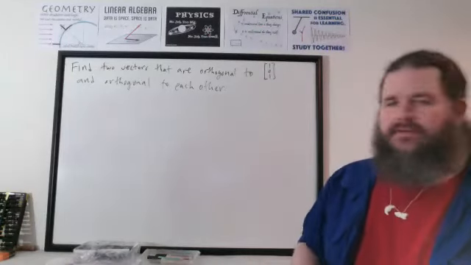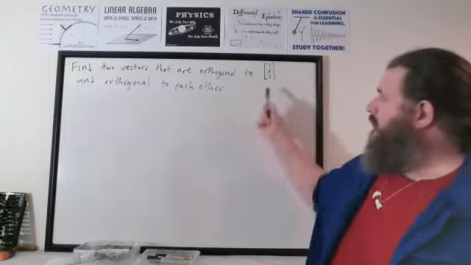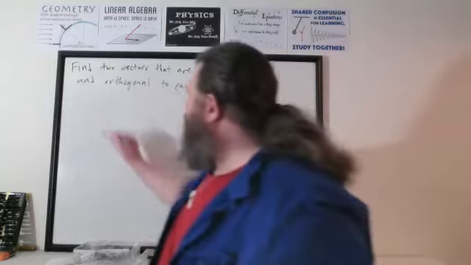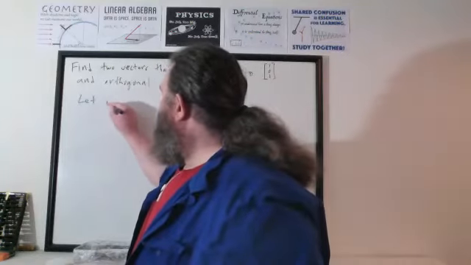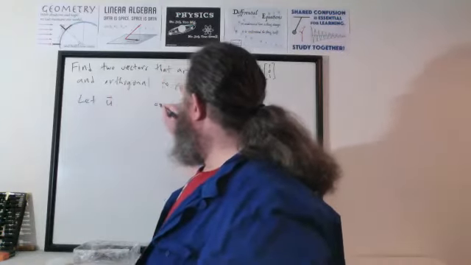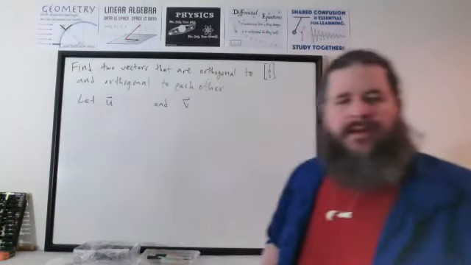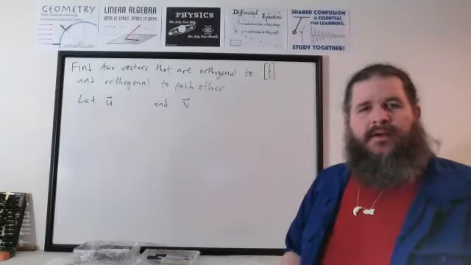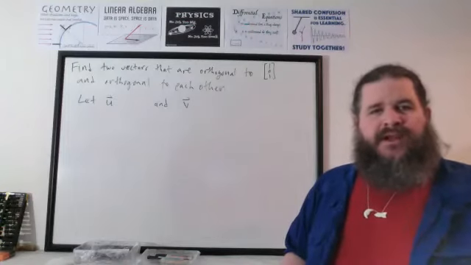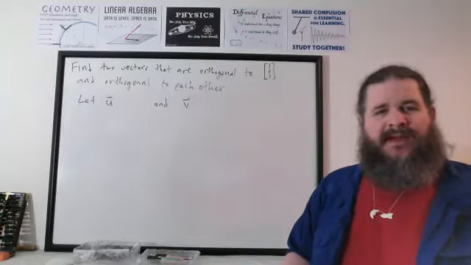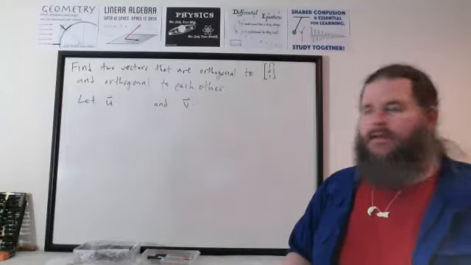If we want to make two vectors that are orthogonal to 1, 0, 1 and orthogonal to each other, let's say we just call those u and v. And we want them to be orthogonal to 1, 0, 1 and orthogonal to each other. How do we check if two vectors are orthogonal? Or what has to be true to make that happen? Dot product is equal to 0. Yeah.